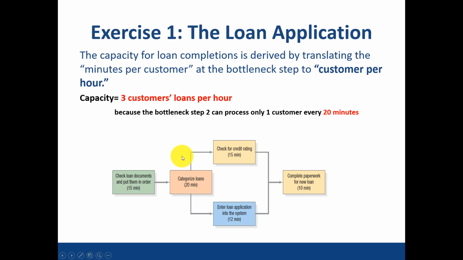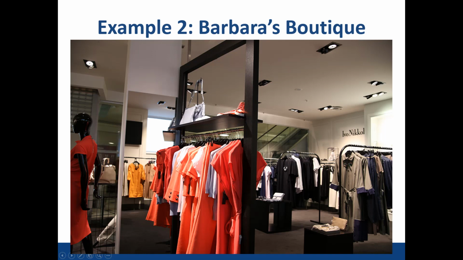So the complete system is subordinated to this bottleneck. The question was, how many loans can we process in 5 hours? Well, that is just multiplying 3 times 5 equals 15. As simple as that. 15 loans during a 5 hour period. Okay, I hope you got that example.